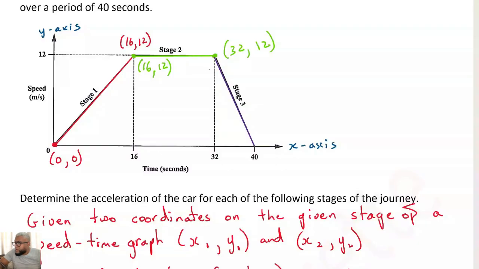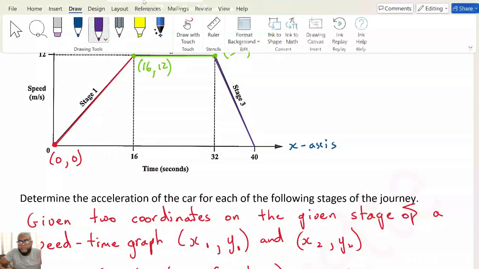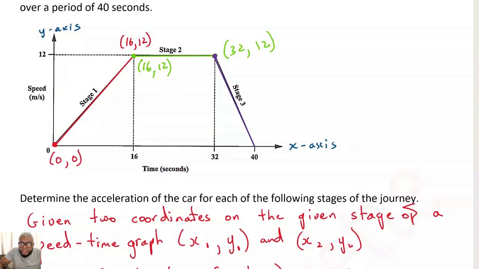Right, stage 3. Give me 1 coordinate on stage 3, and somebody will give me the next one. 32, sir. I want that coordinate, so it'll be 32 comma something. Oh, 32, 12. 32 comma 12. Excellent. Same coordinate here, right? The same coordinate. Let's go. I want one more.